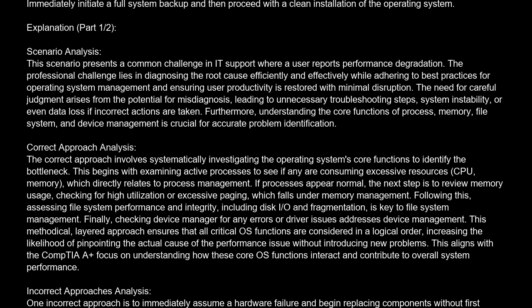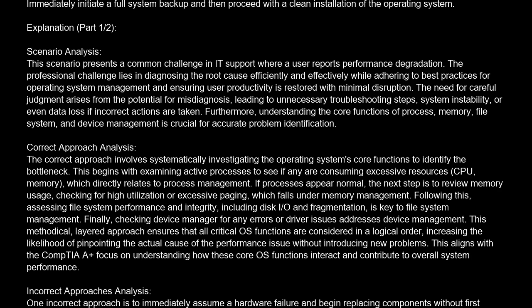Furthermore, understanding the core functions of process, memory, file system, and device management is crucial for accurate problem identification. Correct approach analysis. The correct approach involves systematically investigating the operating system's core functions to identify the bottleneck.